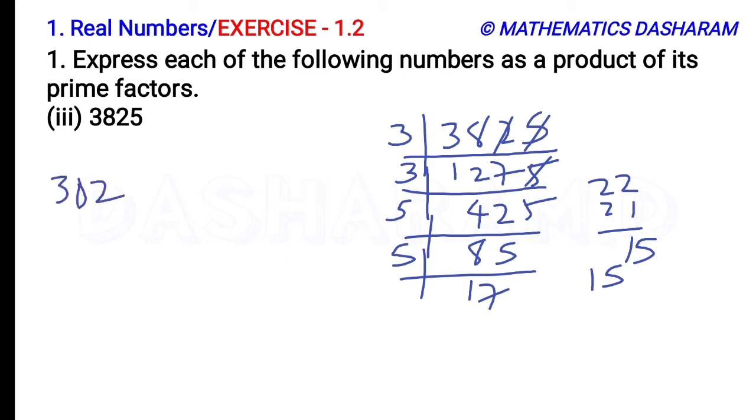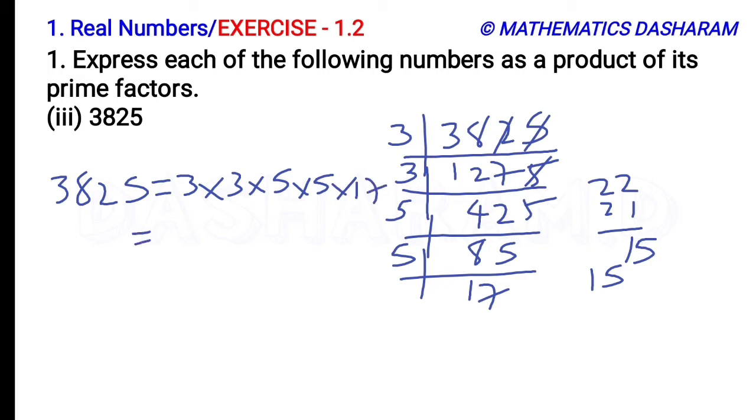So 3825 expressed as 3 into 3 into 5 into 5 into 17. We can write it in the exponential form also, 3 square into 5 square into 17 to the power of 1.